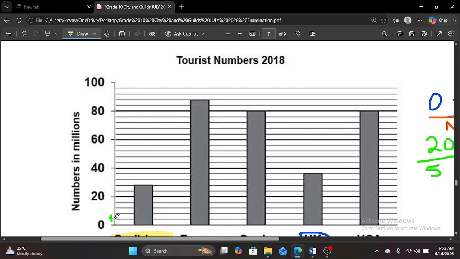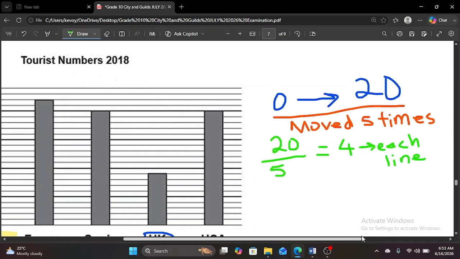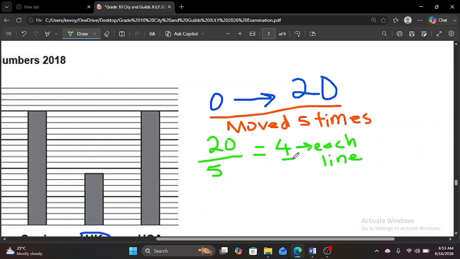So I'm going to go again. If I move from this 4 right here to this line, 4 plus 4 is 8, plus another 4 is 12, plus another 4 is 16, plus another 4 is 20. All right, so each line represents 4. We're going up by 4.